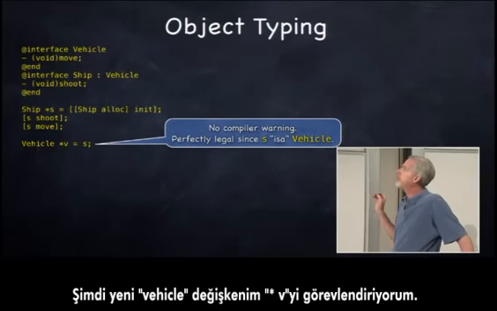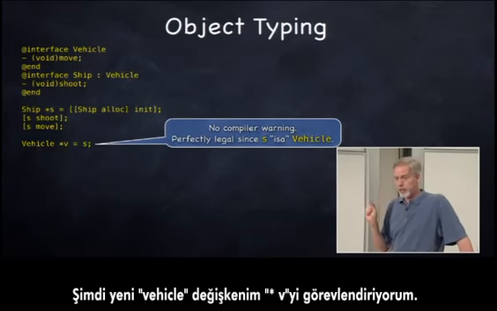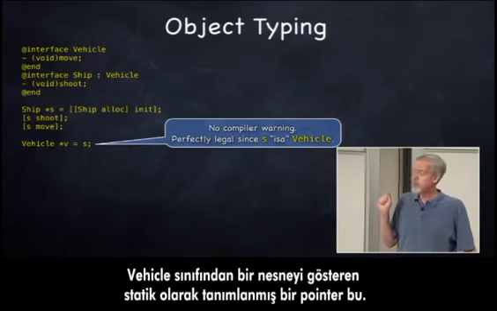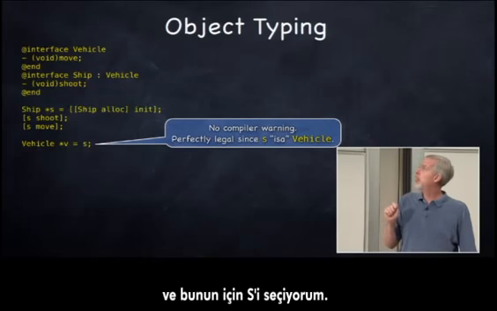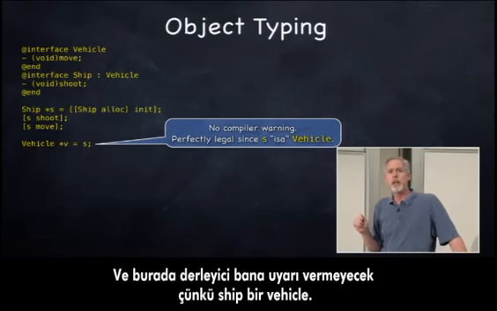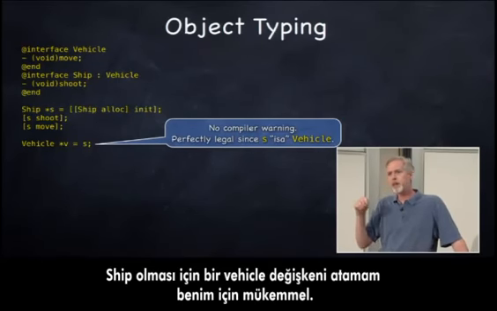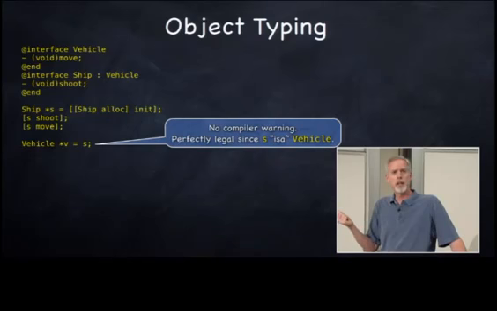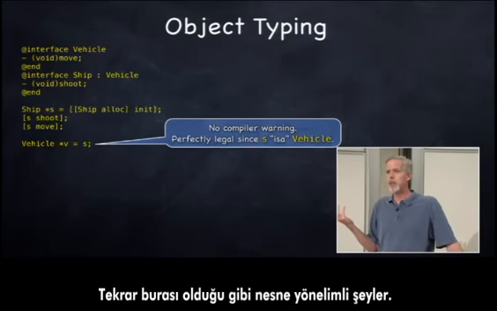Now I'm assigning a new variable, vehicle star v. So this is a statically typed pointer to an object of class vehicle. I'm assigning s to that. And the compiler's not going to warn me here because a ship is a vehicle. So it's perfectly fine for me to set a vehicle variable to be a ship. Again, normal object-oriented stuff here as well.